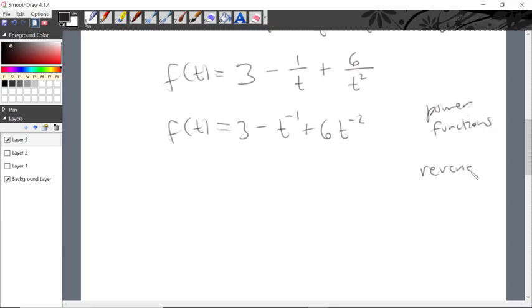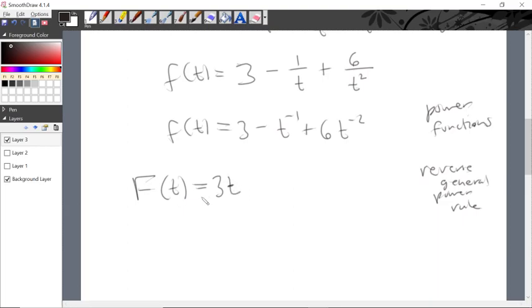Okay, and now we are going to reverse the general power rule to find our antiderivative. So big F of t. First, the first term is constant, 3, and the antiderivative of that would be the linear function. The input variable is t here, not x. So the antiderivative of 3 for this function would be 3t.